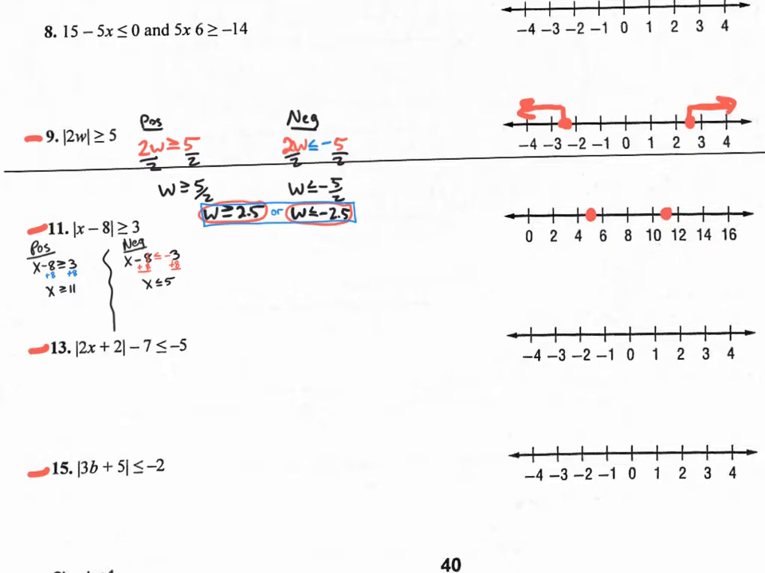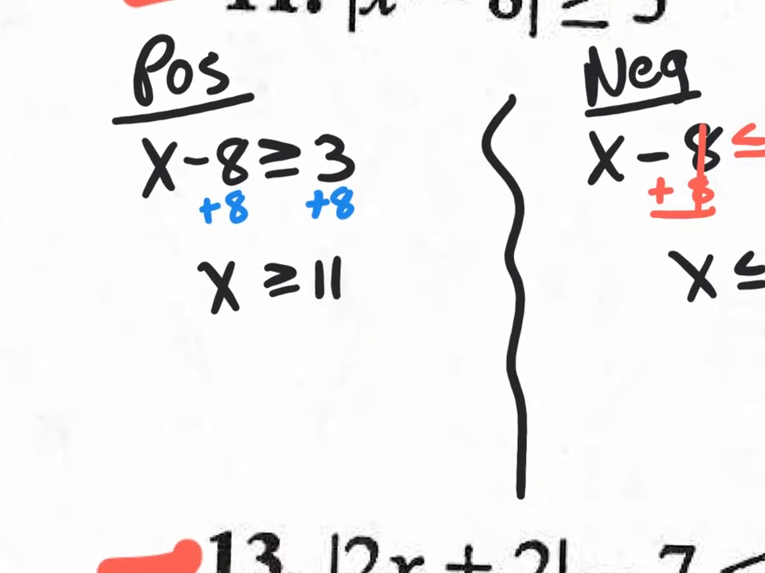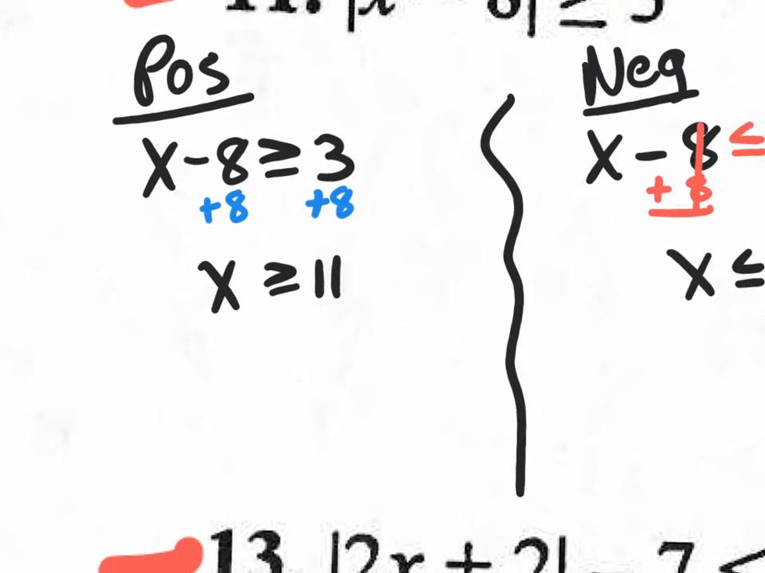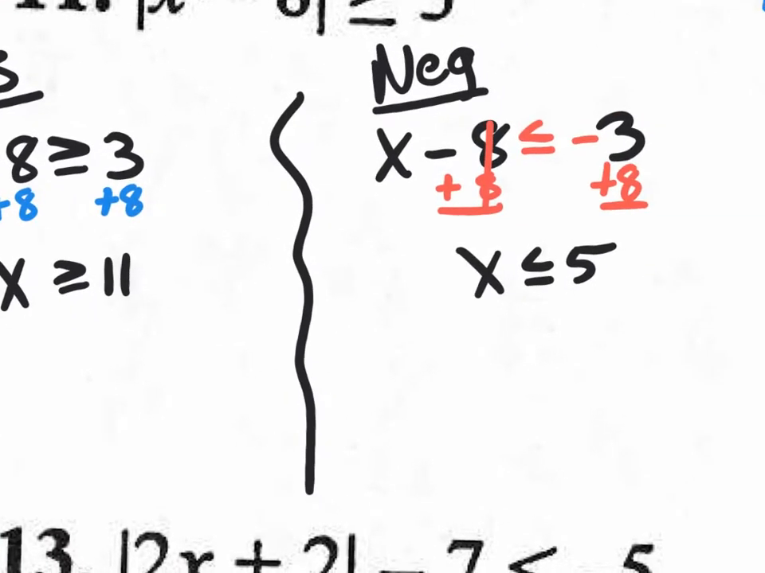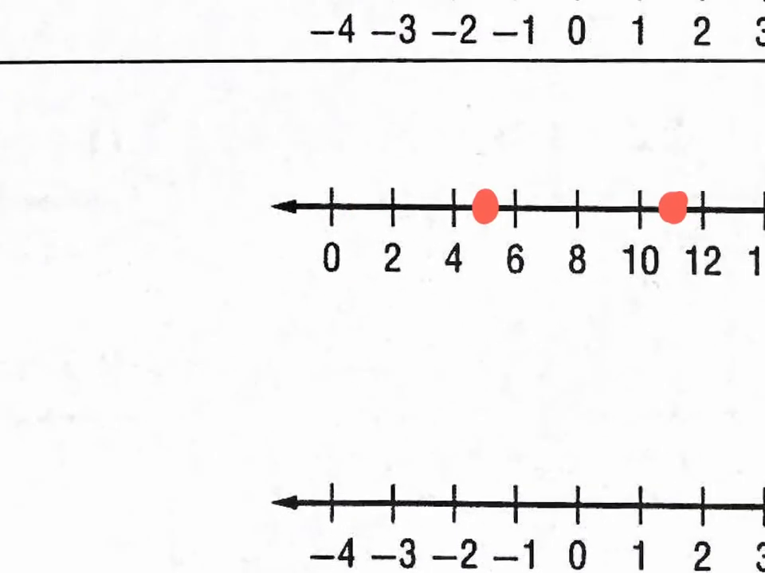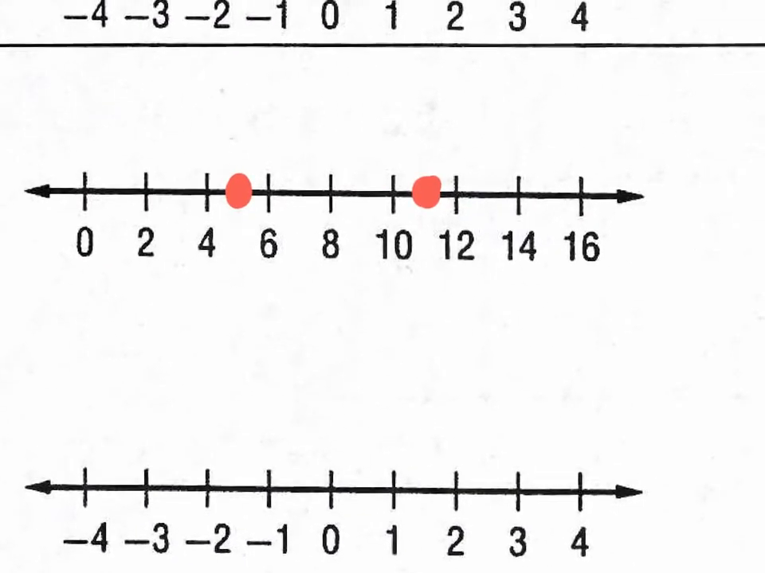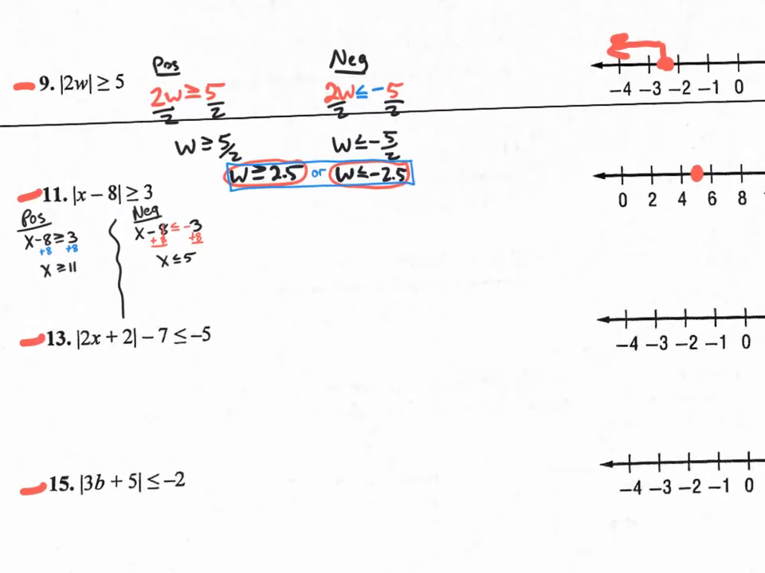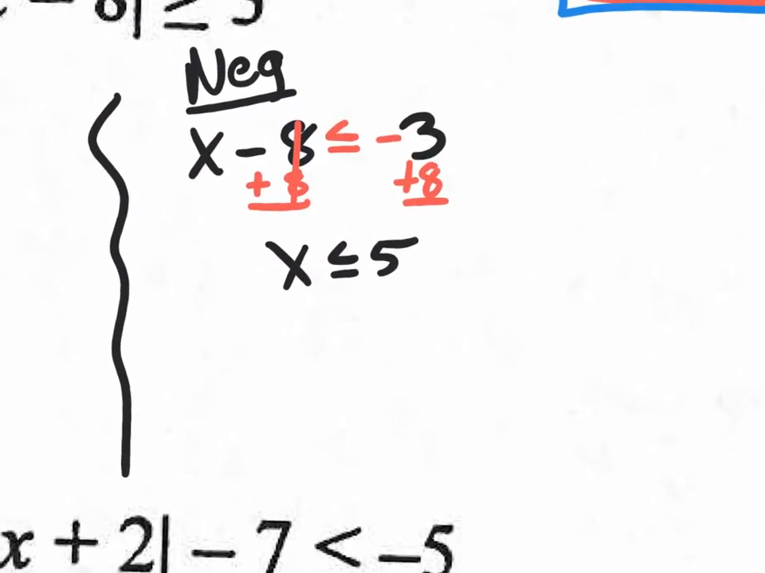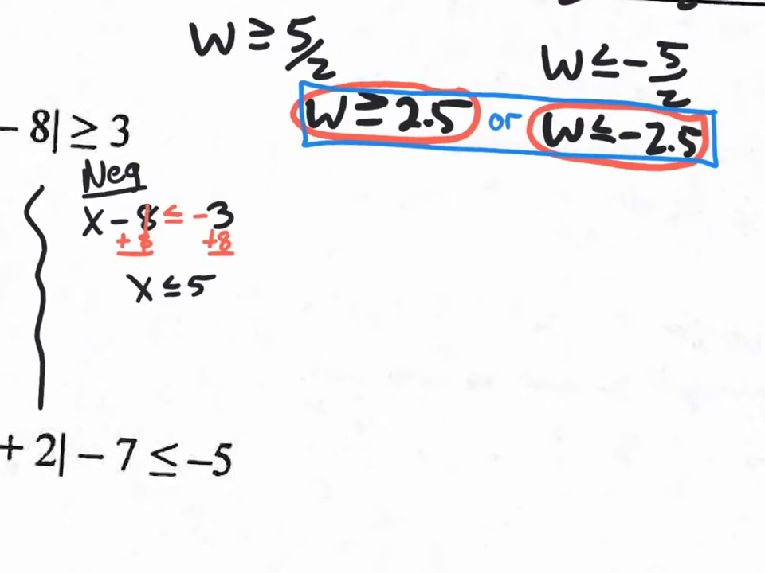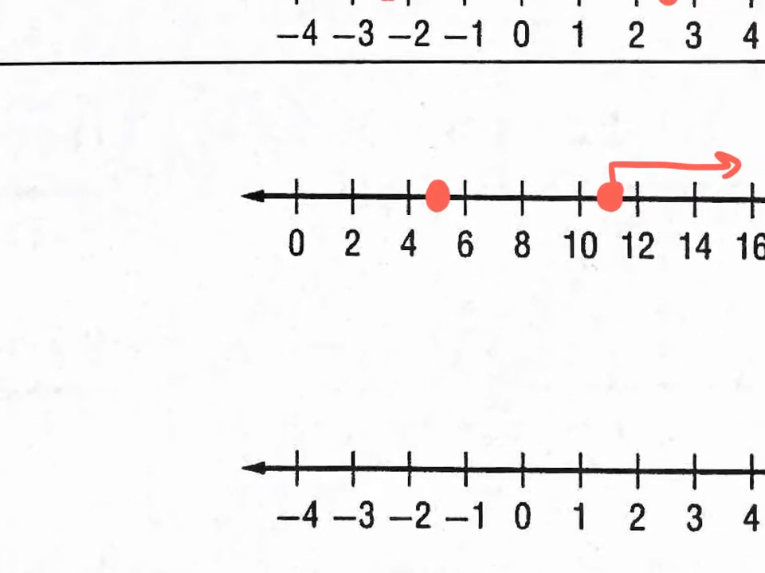Now let's look at each one of these. What does that say? X is what compared to 11? X is greater than or equal to 11. So greater than, is it to the left or to the right? To the right, and we're on 11, so to the right. Now the other one, x is less than or equal to 5, is that to the left or to the right? Left, because it says less than. Less than is to the left. So let's go to that 5 and go to the left.